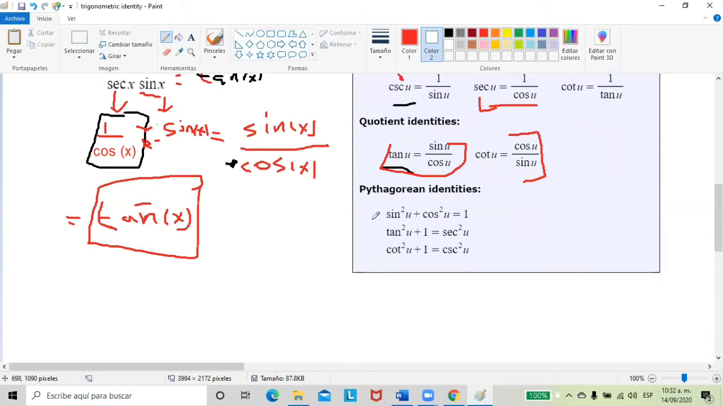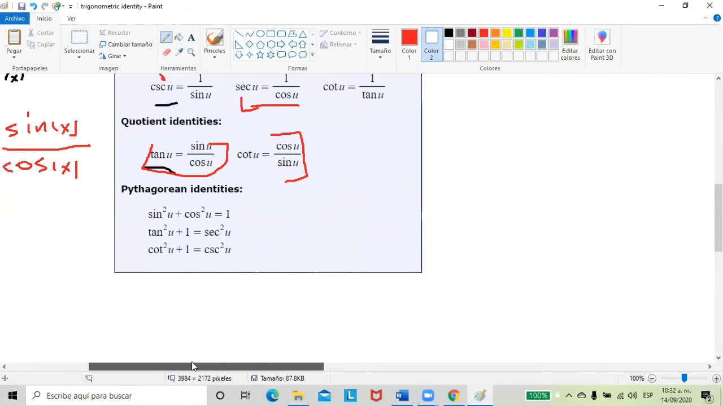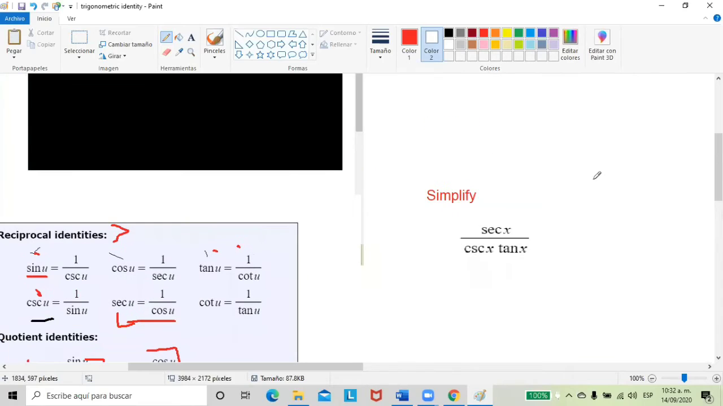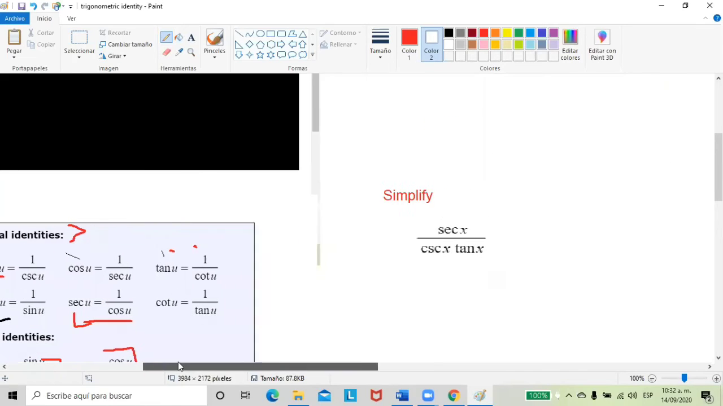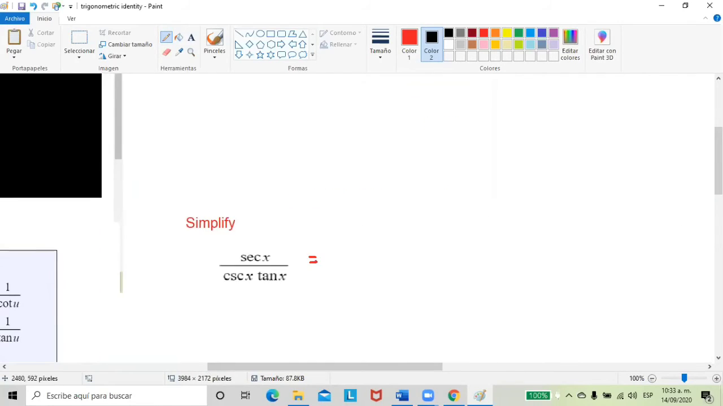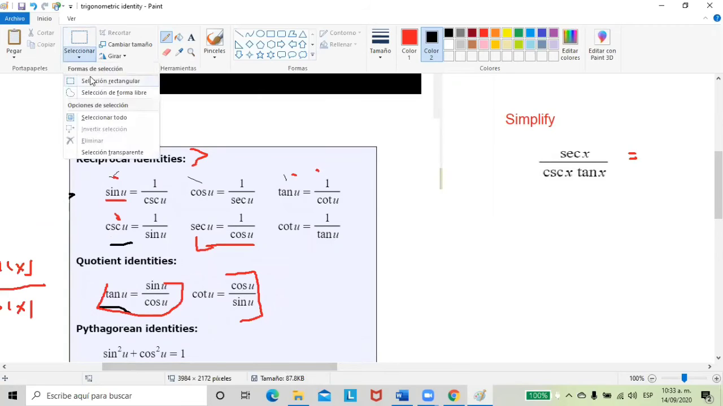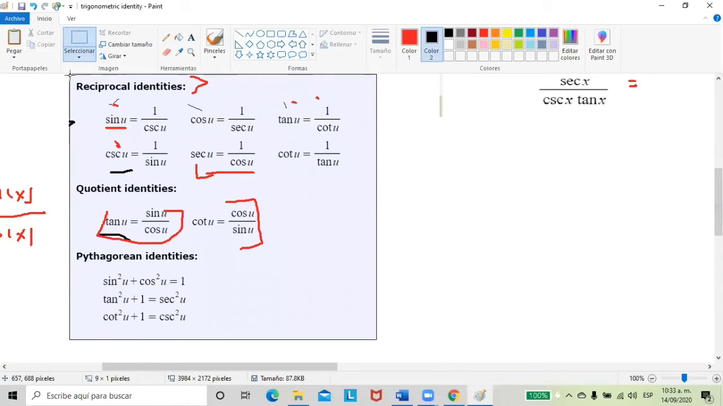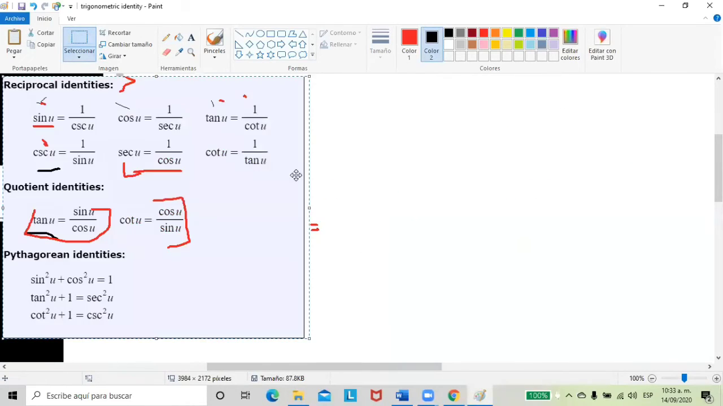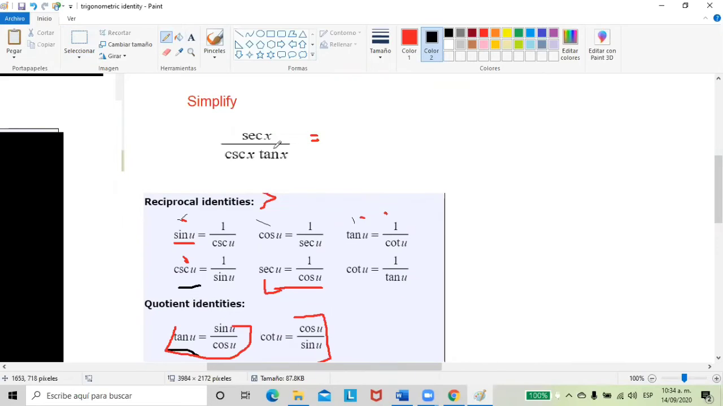So we have other identities, like the Pythagorean identities. Let's do another exercise. This will be a little more difficult. Secant over cosecant equal to the tangent. We don't have one that is equal to this, so we start with the secant.